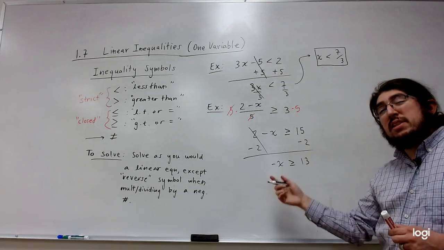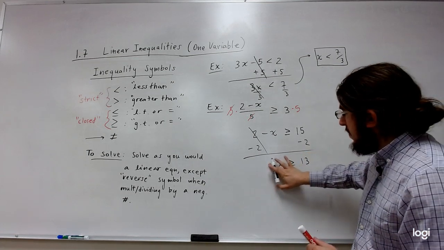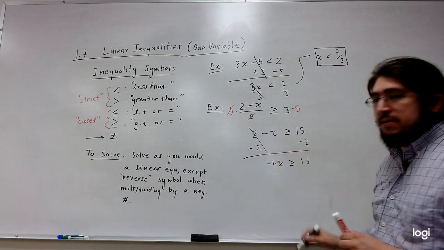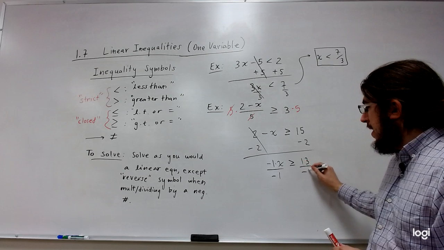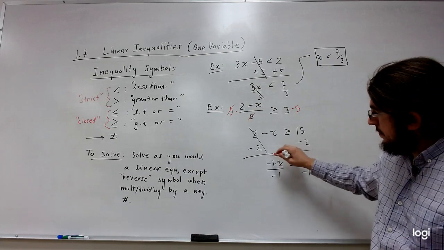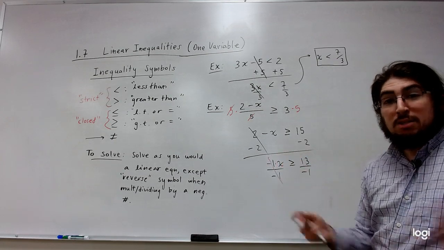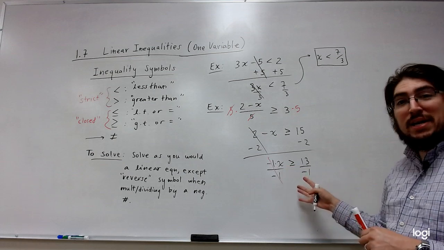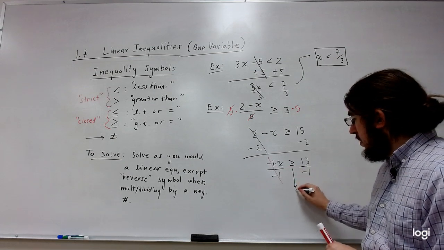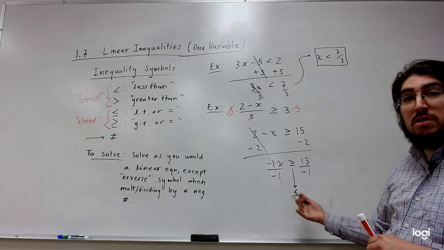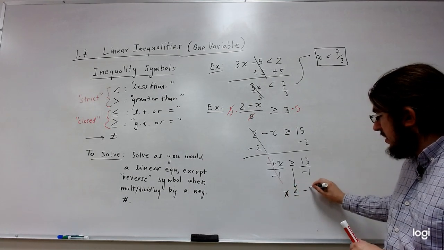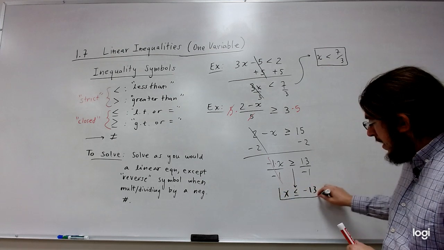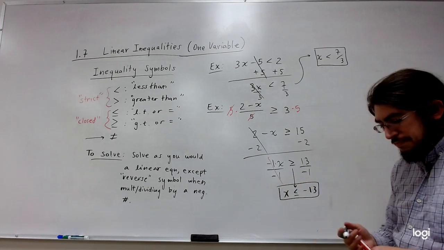But now we want to get rid of the negative in front of x. Remember, negative in front is negative 1 times in front. So we can divide both sides by negative 1. And what do you notice happens? That's right. Dividing by a negative reverses the inequality symbol, from greater than or equal to now less than or equal to. We have x by itself on the left, and now this is negative 13 on the right. And that's our solution.